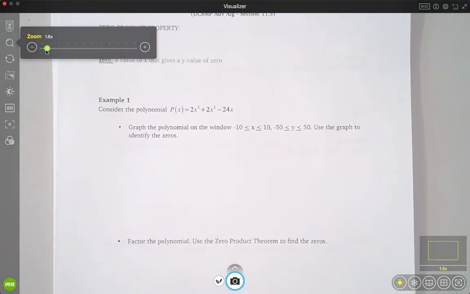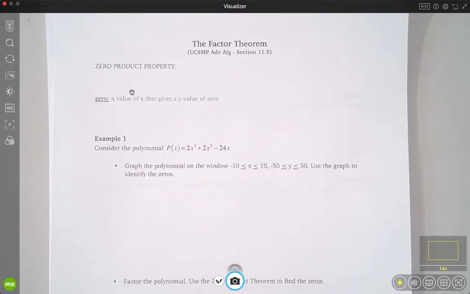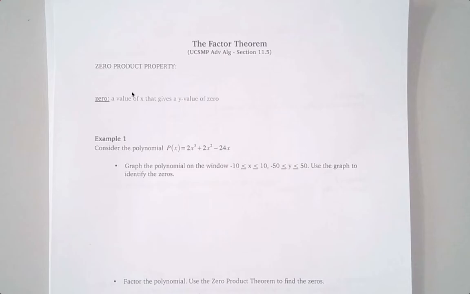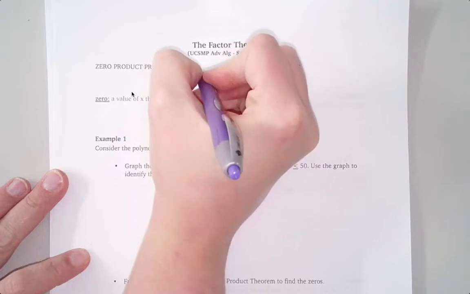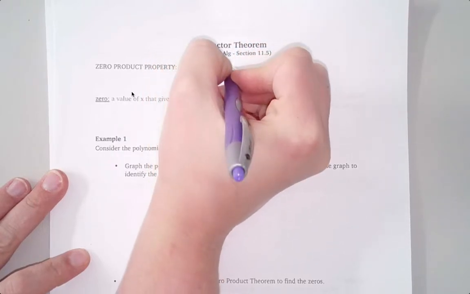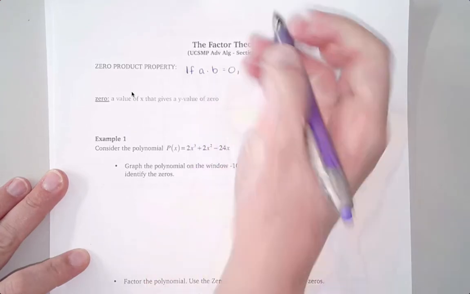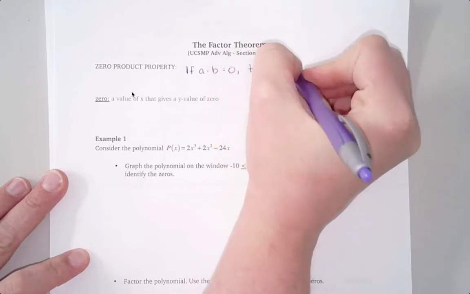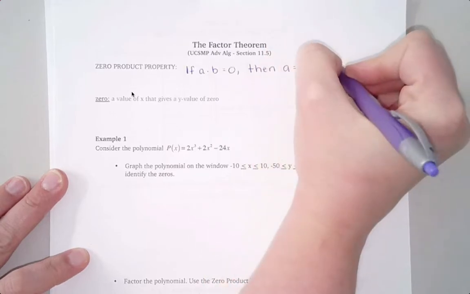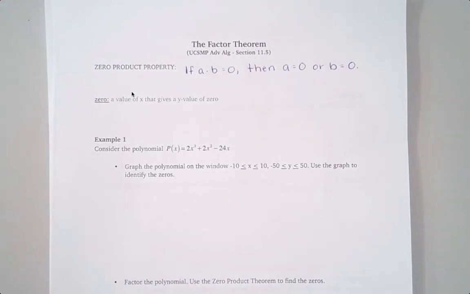And so the actual factor theorem we'll get to towards the bottom of this page, but we just have to talk about a couple of things first to work our way up to that. The first is a reminder of an algebraic property called the zero product property, which basically says if I give you two things multiplied together and they equal 0, the only way that can happen is if one of these two things is actually equal to 0. So if A times B equals 0, then either A equals 0 or B equals 0. And that is what the factor theorem is based on, but you'll see that as we work through this first example.